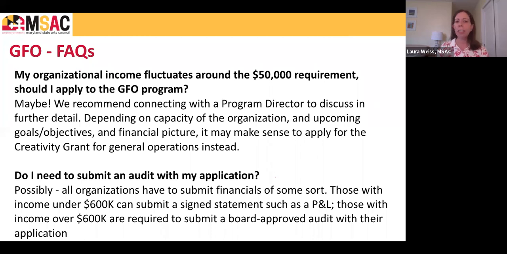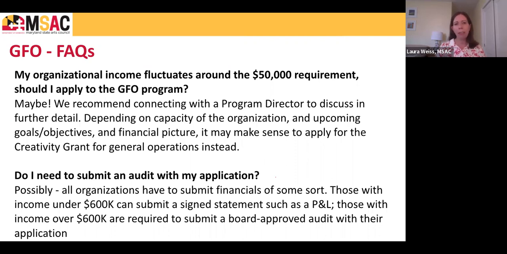My organizational income fluctuates around the $50,000 requirement. Should I apply to the GFO program? This is really a maybe situation, and it really would make sense to connect with either myself or Emily to discuss this in further detail one-on-one.